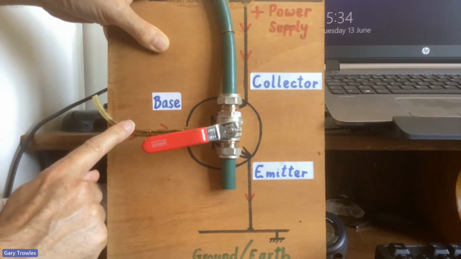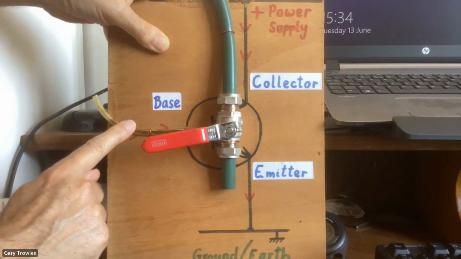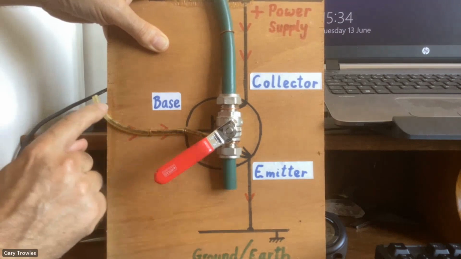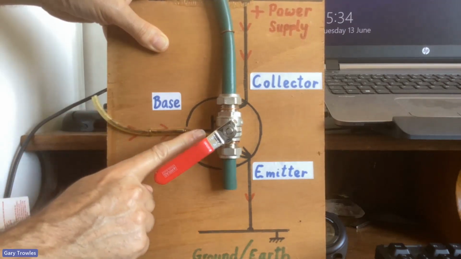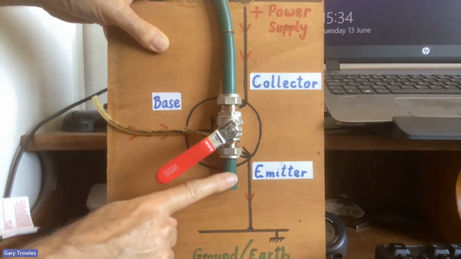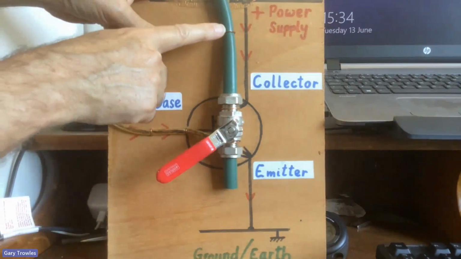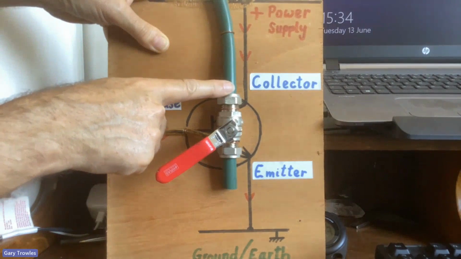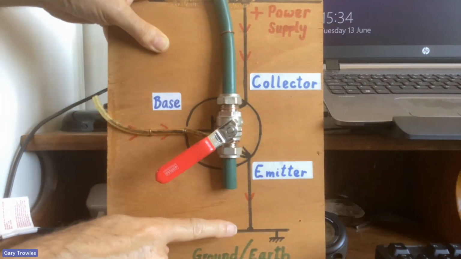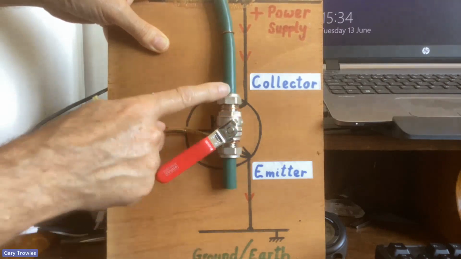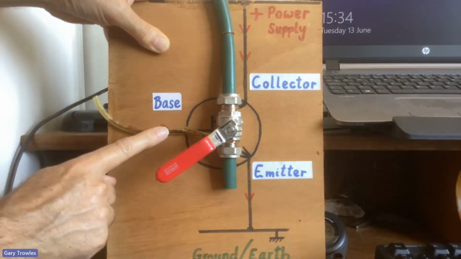When we apply voltage to the base, approaching 0.7 of a volt, the transistor starts to turn on. A small current flows into the base and out through the emitter. A much larger current then flows in through the collector and out through the emitter. So the current flowing out here is the collector current plus the base current.